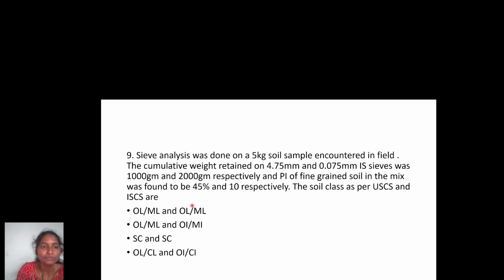And if you come to the 9th question, sieve analysis was done on a 5 kg soil sample encountered in the field. The cumulative weight retained on 4.75 mm and 0.075 mm was 1000 grams and 2000 grams respectively, and the plasticity index of fine grained soil in the mix was found to be 45% and 10% respectively. The soil class as per USC classification system and Indian standard classification system are. So if you see the options, 3 of them are either organic or silt and one option is clay. So first we have to confirm which type the soil is.